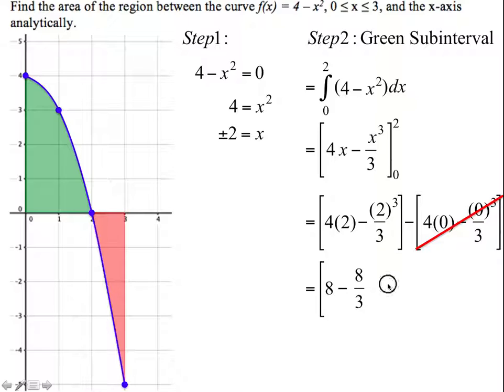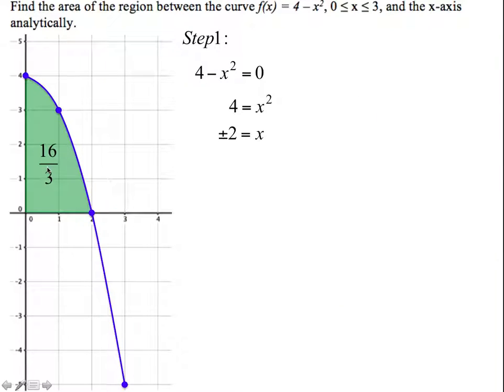And so we're dealing with fractions again. And so I'm going to think of 8 not as 8 over 1, but as 24 over 3. So I just multiplied 8 by 3 to get 24. And if we think of this as over 1, then 1 times 3 is 3. And so now 24 minus 8 is 16. So the value of this definite integral is 16/3. And that's also the value of the area.